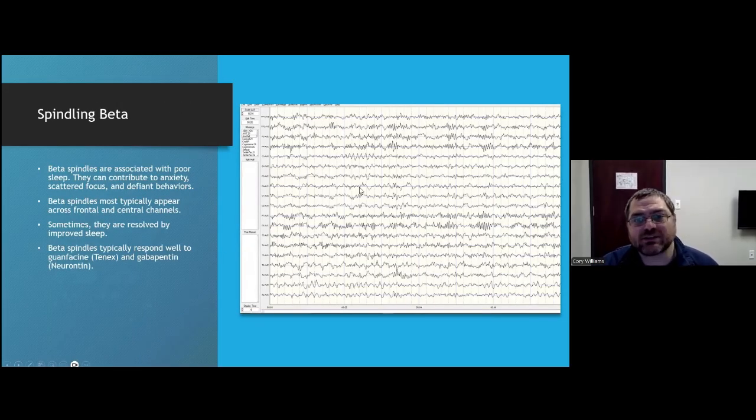We also will sometimes see spindling beta, which you can see here in these big spindles. Usually we'll see this frontally here. Sometimes we'll see it in central channels. Spindling beta, so if you see this in your EEG, we do have some research that says that spindling beta is reduced when sleep is improved. So if you see spindling beta, start asking a bunch of questions about sleep.